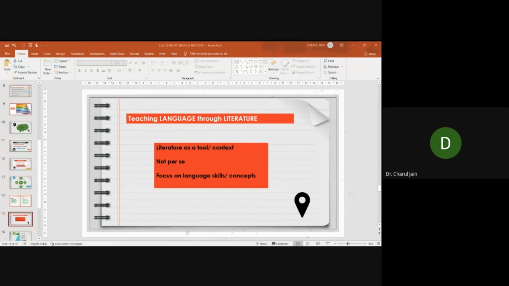Yeah, so I am just trying to make a point that we have to understand what we are using literature for in our classrooms. It will definitely depend upon the level of the students and the kind of course that we are addressing.